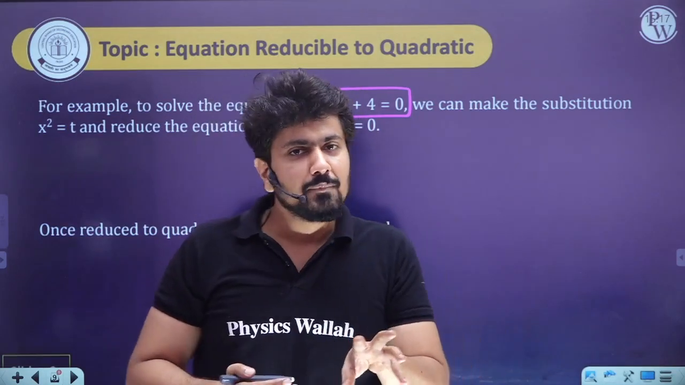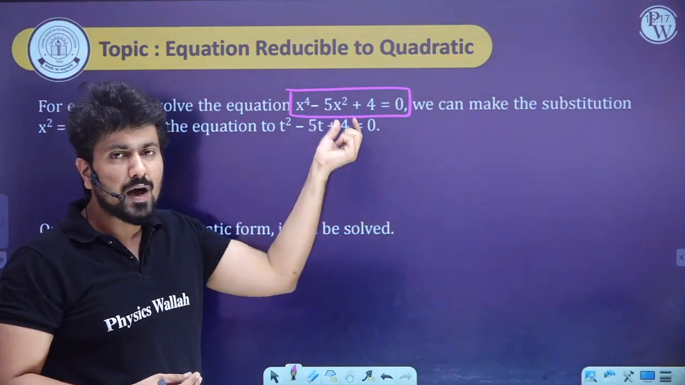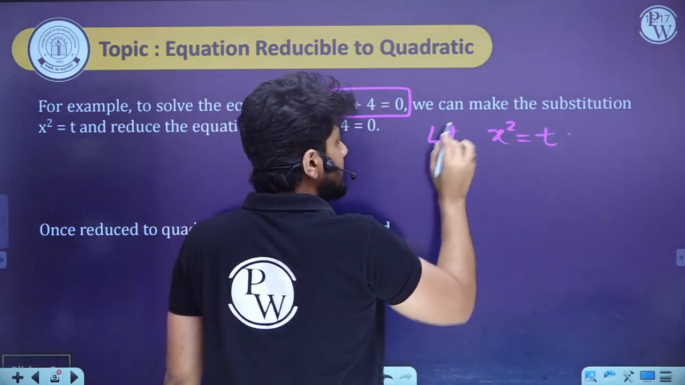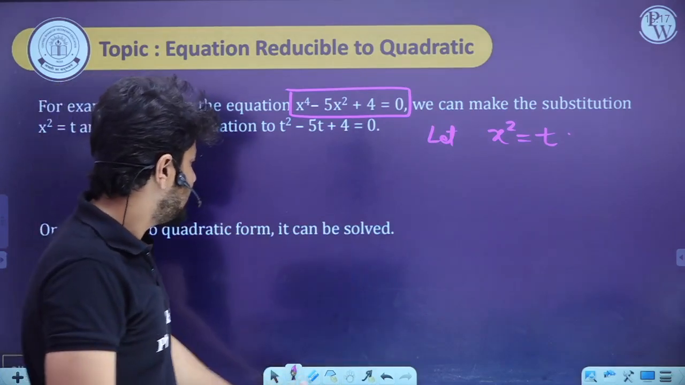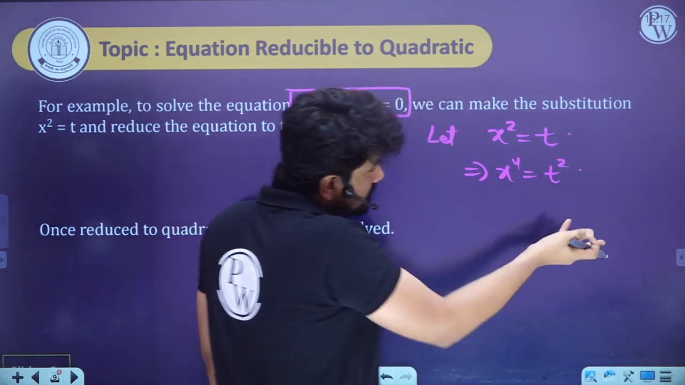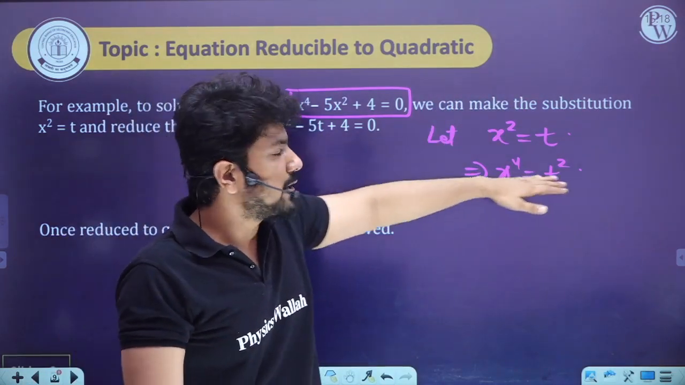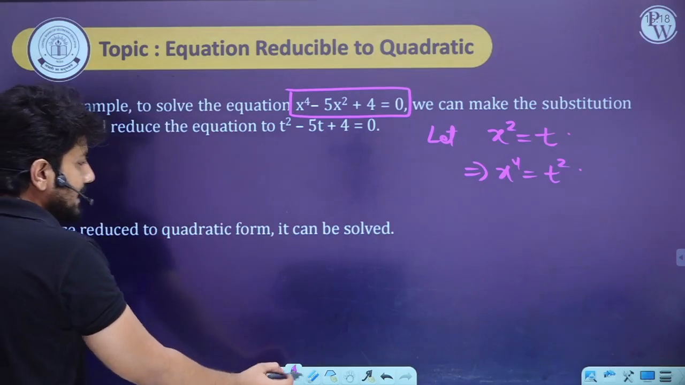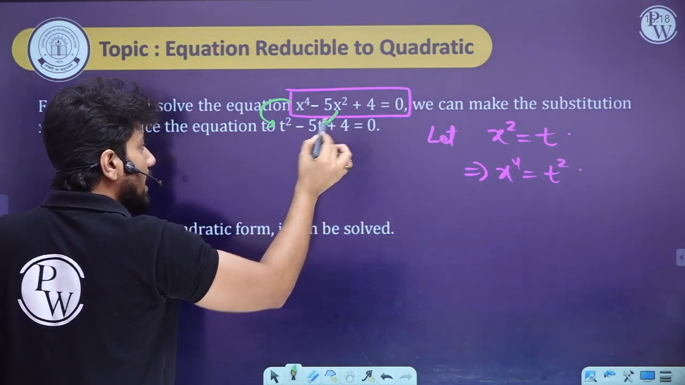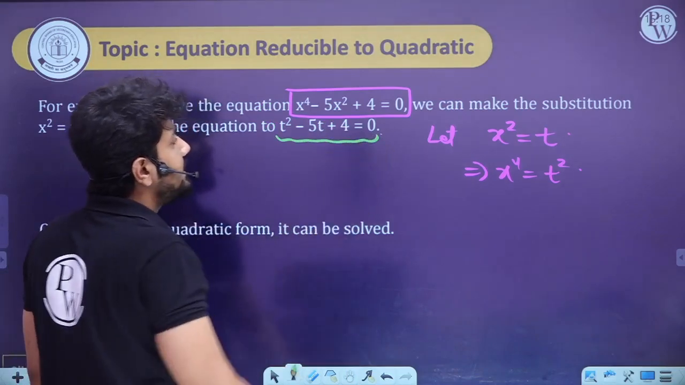And how do we do that? If I simply take a little bit of observation, let there be some other variable t, and I take x square as t. Then definitely x raised to the power 4 will be equal to t square. Yes, if x square is t and I do the squaring here, x raised to the power 4 will be equal to t square. So I'm going to replace x raised to the power 4 with t square, and x square with t. Now we have this quadratic equation in terms of t.